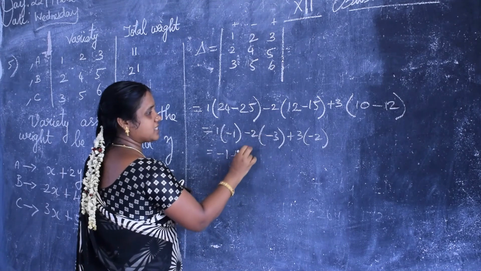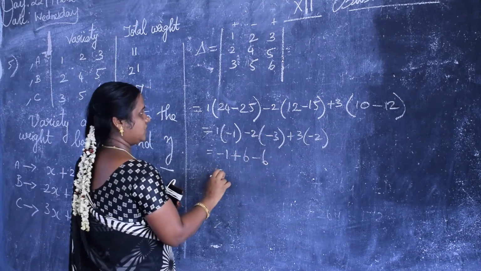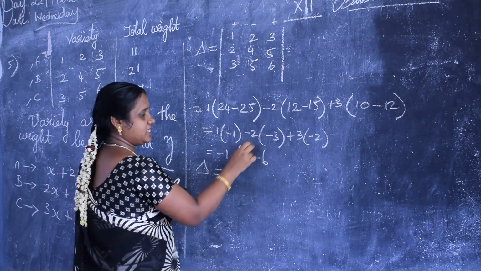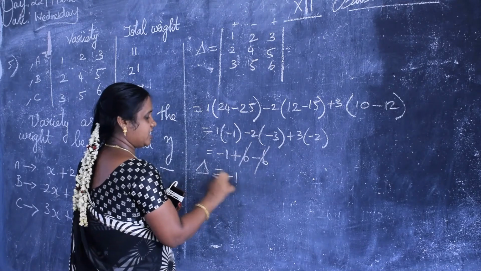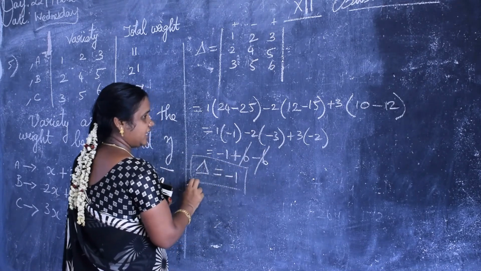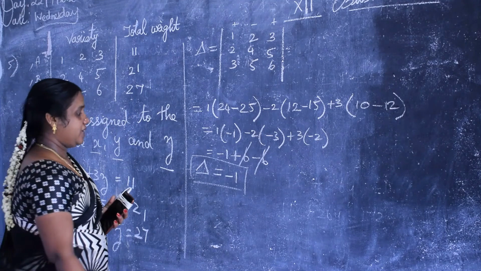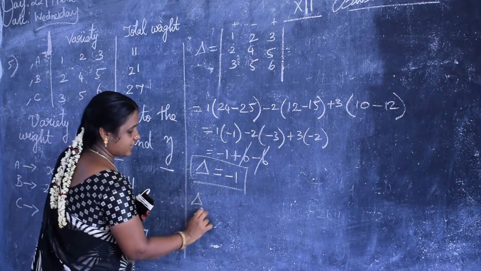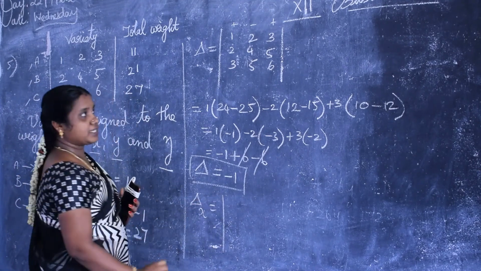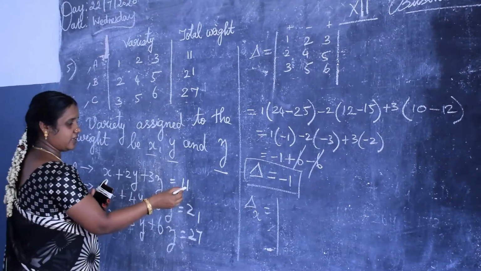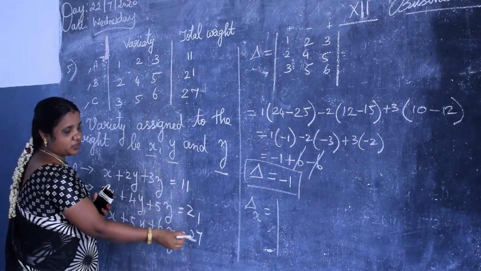Minus into minus is plus. So what is our delta answer? Plus 6 minus 6 you can cancel. Minus 1. This is our delta value. Next we have to find delta x value. What do we have to do for delta x? You have to write this one in the place of the coefficient of x.